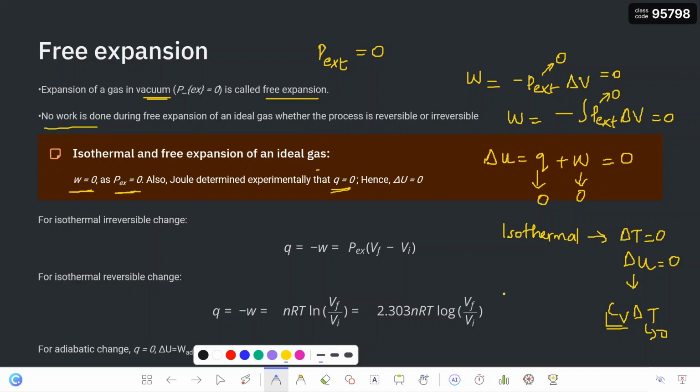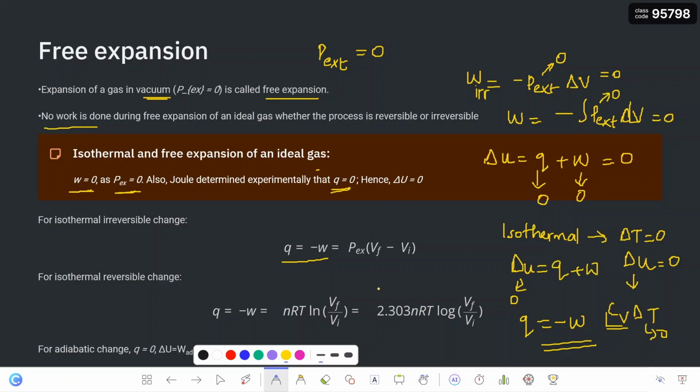So for an isothermal case, delta U is equal to Q plus W. Since delta U is 0, it becomes Q is equal to minus W. For an isothermal case, Q is equal to minus W, and that is written here. For an irreversible change, Q is equal to minus W. W for irreversible expansion is minus P delta V, so since it is minus W, Q becomes P external into delta V, that is Vf minus Vi. Then for a reversible change, it is minus of the integral of P external dV. This one we have already derived before.